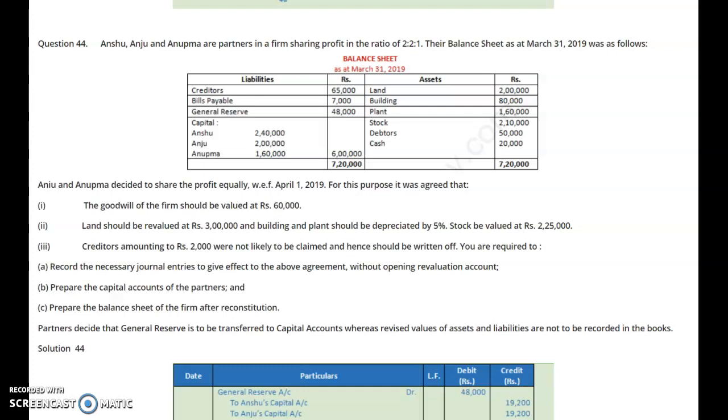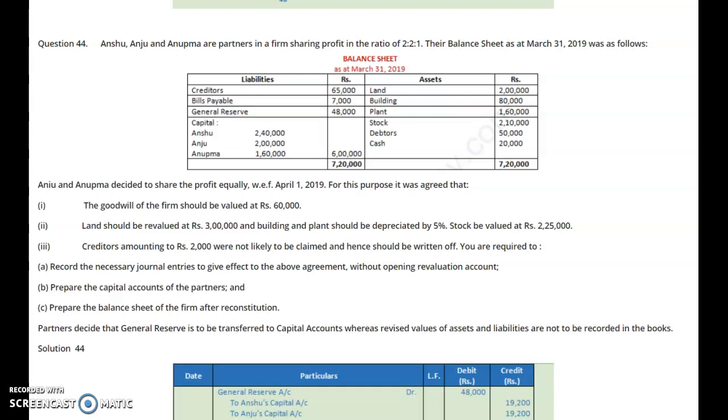Let's understand this question. Here it says partners decide that general reserve is to be transferred to capital accounts. So automatically they have decided, and we just have to credit that amount of general reserve to the old partners in their old profit sharing ratio. This is known as the old profit sharing ratio, 2 to 1, and the new ratio is that Anju and Anupama decided to share the future profits equally. So this is the new ratio between Anju and Anupama, that is equally.